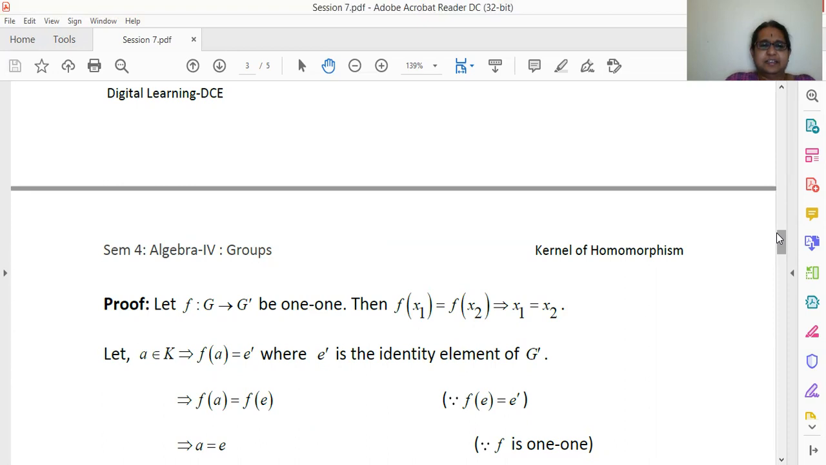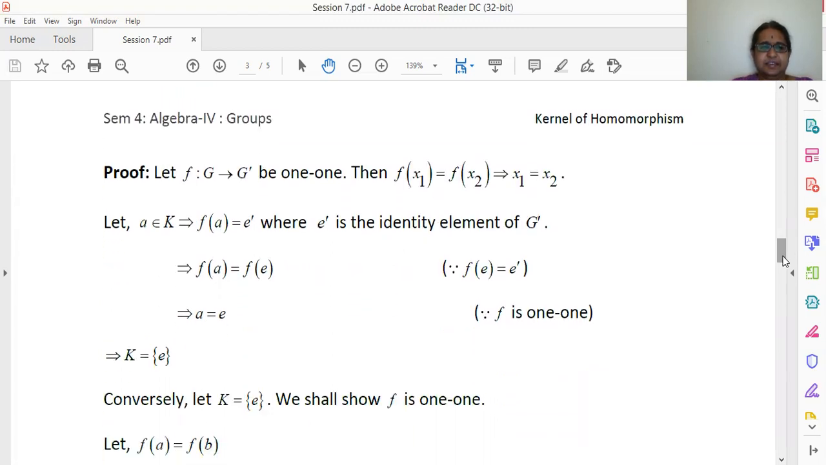But e is an element of G, e dash is an element of G dash. So under the mapping f, we can say that f of e is equal to e dash. So we can say f of a is equal to f of e. But f is 1 to 1. a is also an element of G, e is also an element of G, so the 1 to 1 property is satisfied. So f of a is equal to f of e implies a is equal to e. a is equal to e means the kernel consists of only this identity element e.